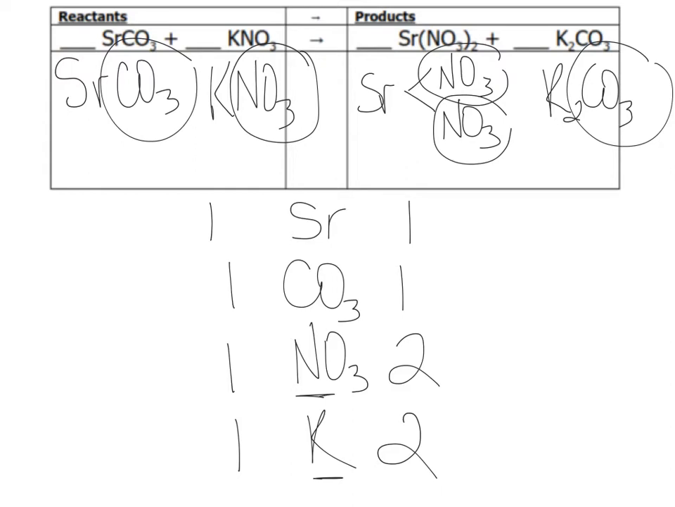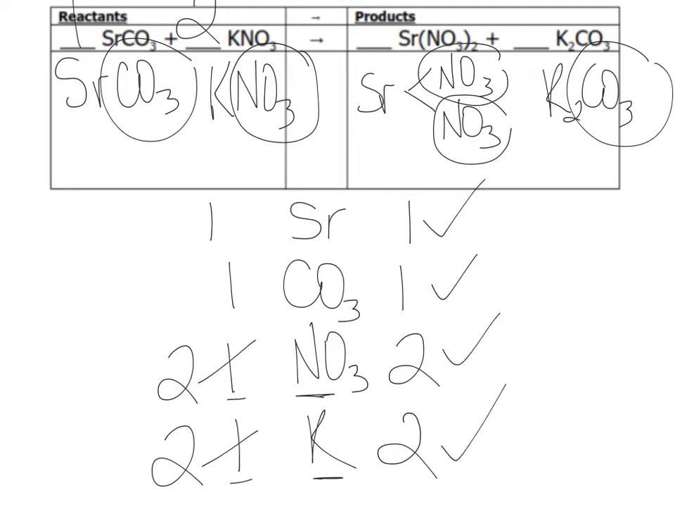So we'll go to the side where we only have one. I'm going to put a 2 there, which gets distributed to both. So now I have two groups of NO3 and two Ks. And just that one coefficient made everything balanced. So I've got 1, 2, 1, 1.